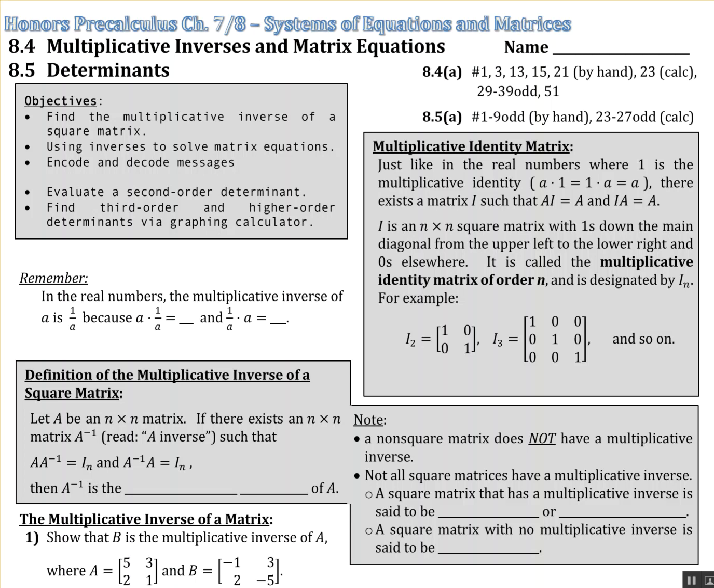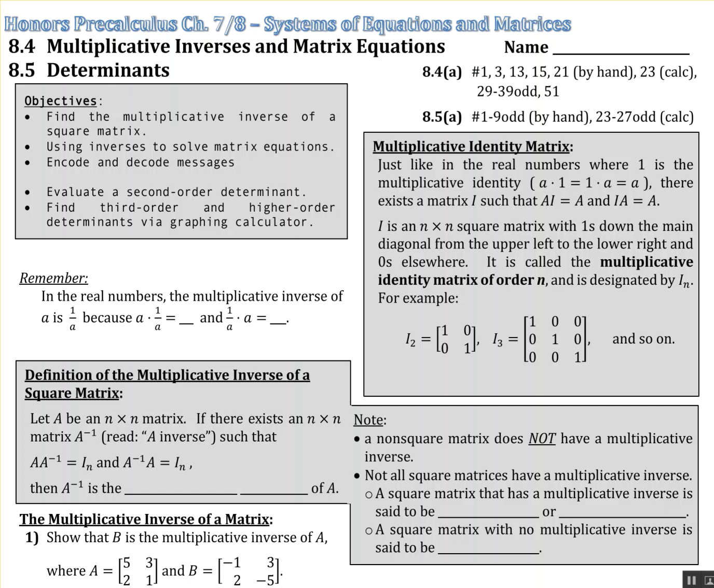All right, here's the video on 8.4 and 8.5. These are pretty quick. They're mostly calculator things that we're going to learn how to do, but we've got to learn them as a concept. So 8.4 is all about inverses and how you can use inverses to solve matrix equations. Then 8.5 is all about determinants, which is pretty much just a calculator operation. You can do it by hand, but we're not going to spend much time on that.